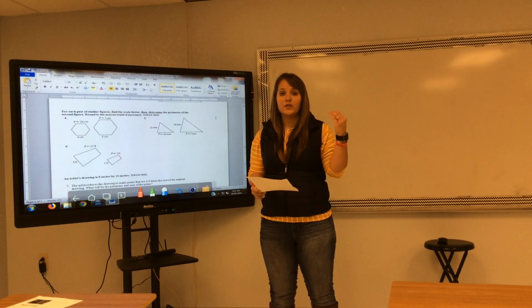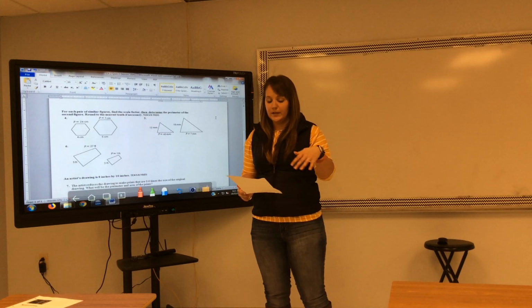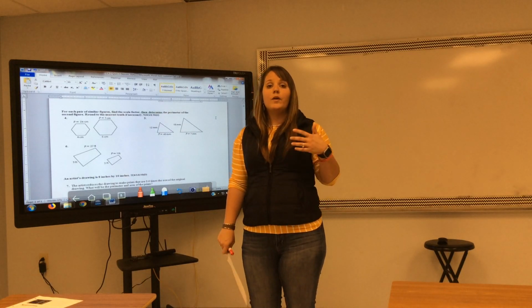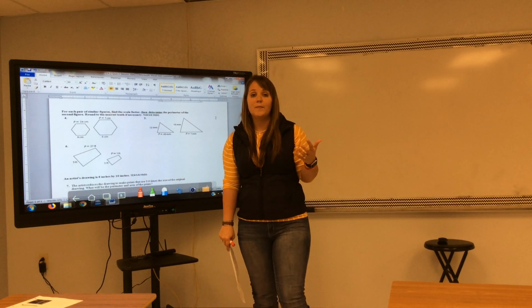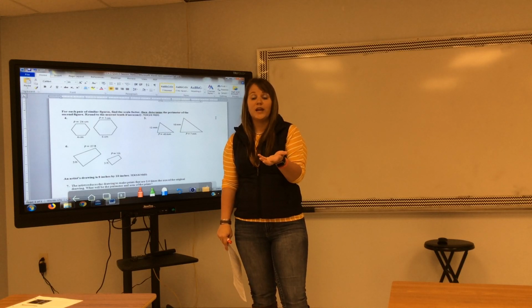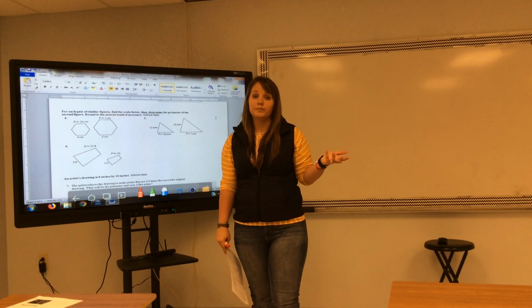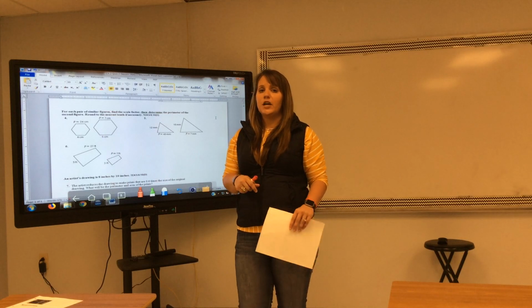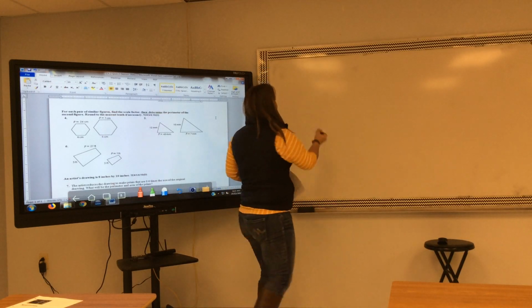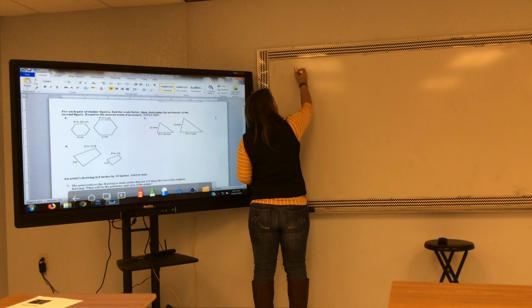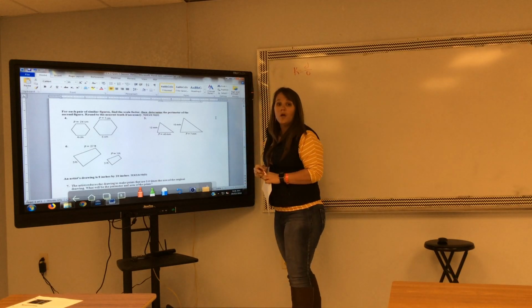So there are 2 parts to these questions. 1 is the scale factor. 2 is the perimeter. If you remember, when you're looking for the perimeter of a new shape, it's just the perimeter of your original shape times your scale factor. Okay? So we've got to determine the scale factor. And if you remember, your scale factor is equal to your dilation over your original.